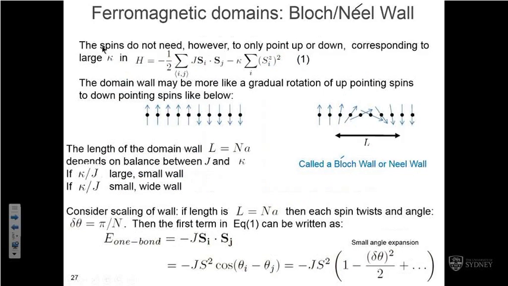Okay, this is some working that shows you that it's more favorable to have this kind of canted spin orientation. It's called a Bloch wall or a Neel wall, okay?